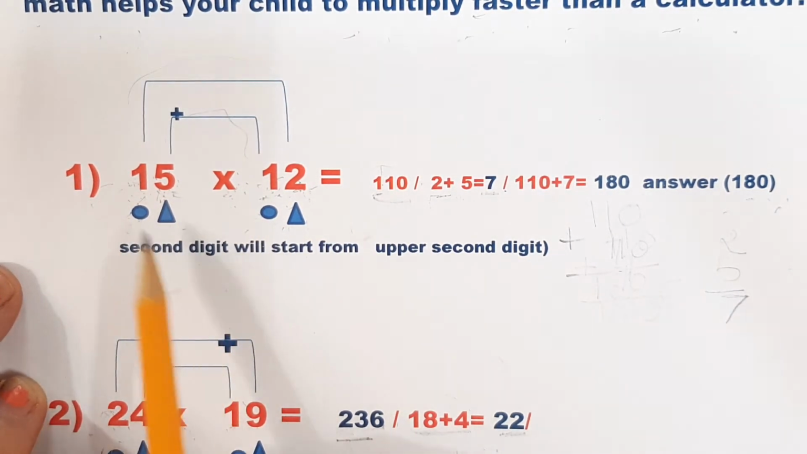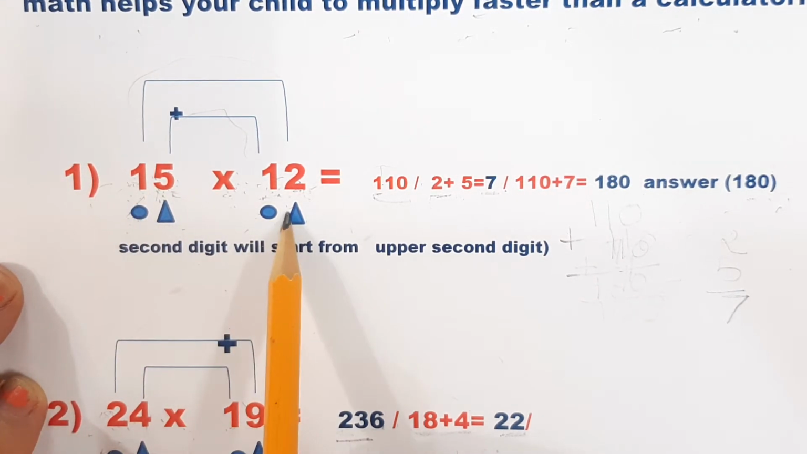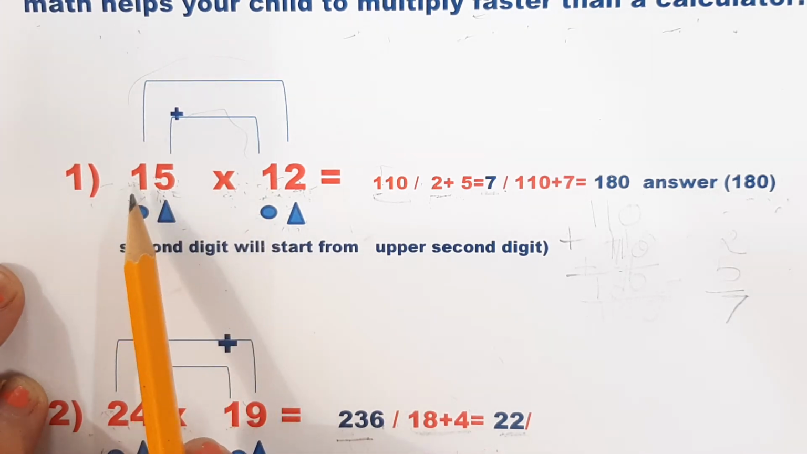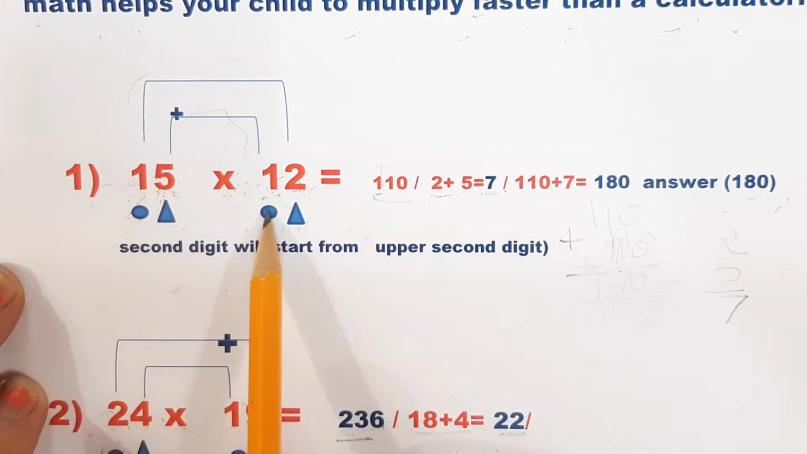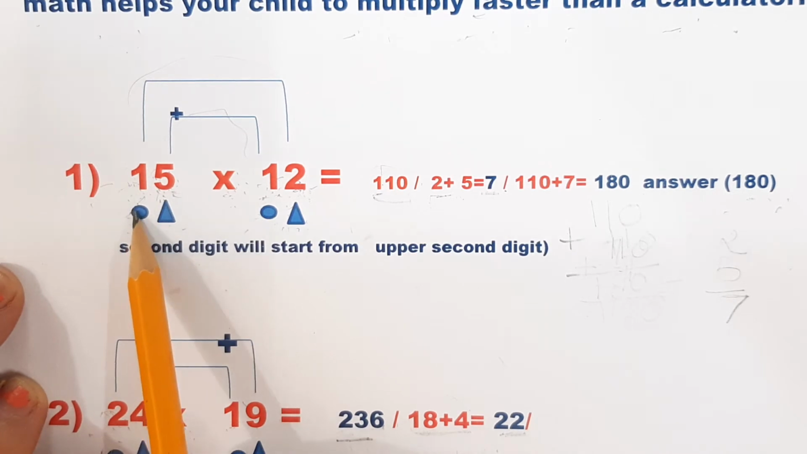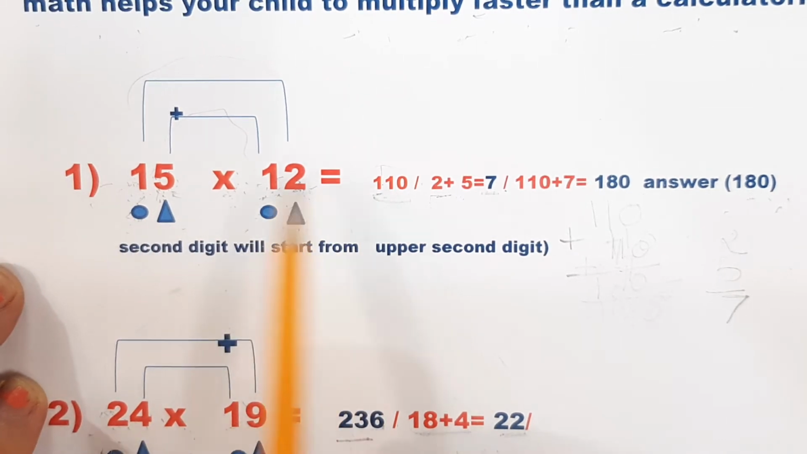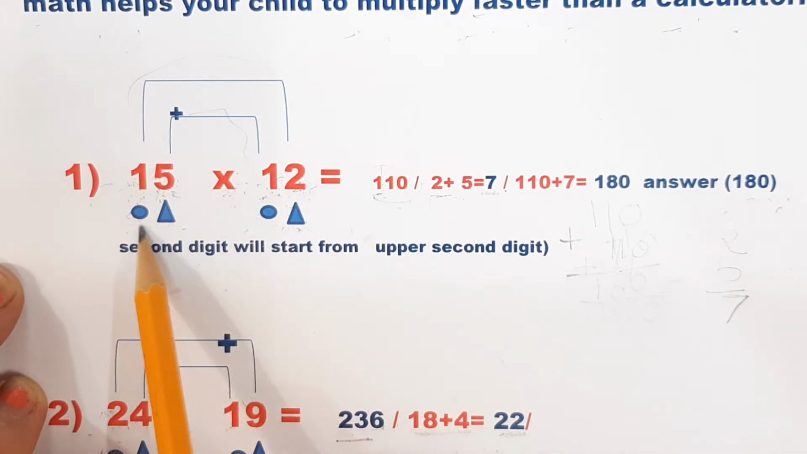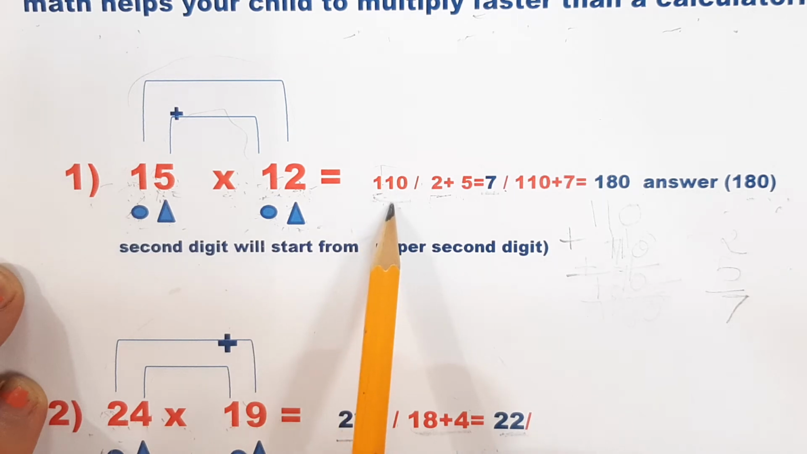I have made a sign, circle and triangle: circle to circle and triangle to triangle. So you have to multiply circle to circle. 1 multiplied by 1 is 1, and triangle, 5 multiplied by 2 is 10. So the answer of this sign pattern is 110. You have to keep it in mind.